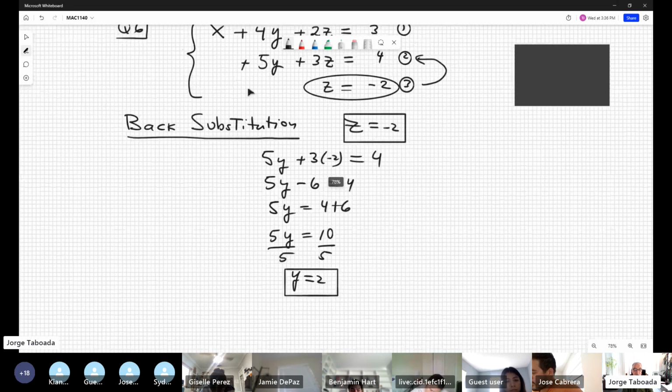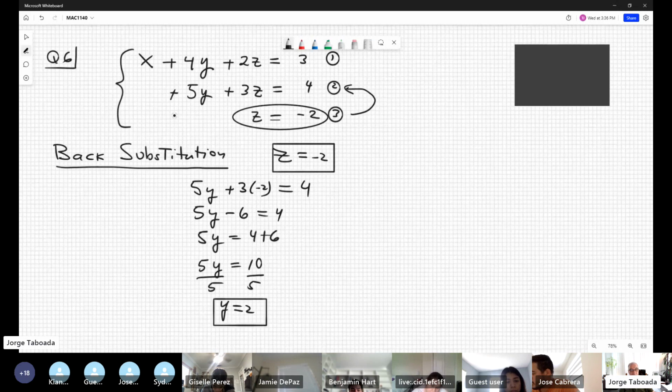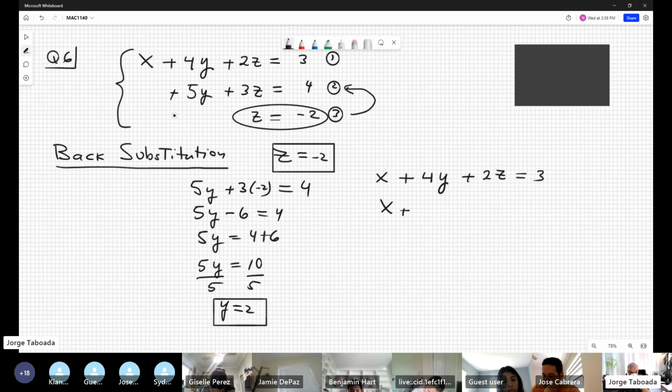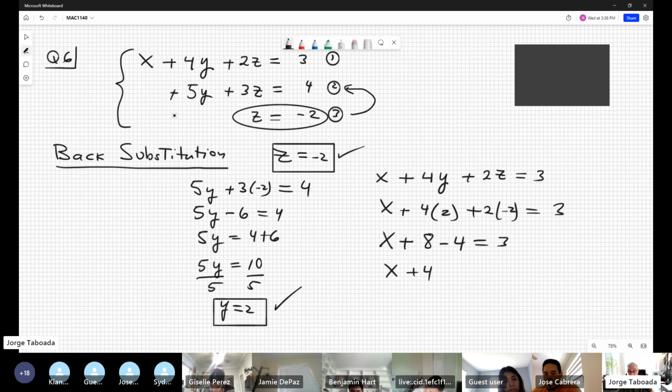And using z negative 2 and y positive 2, I plug those values into the first equation, in which the only unknown is x. So I copy the equation again. Plugging in, substitution: x plus 4 times 2, because y is 2, plus 2 times negative 2, because z is negative 2, should be 3. x plus 8 minus 4 equals 3. 8 minus 4 is 4. x is equal to 3 minus 4, which is negative 1.